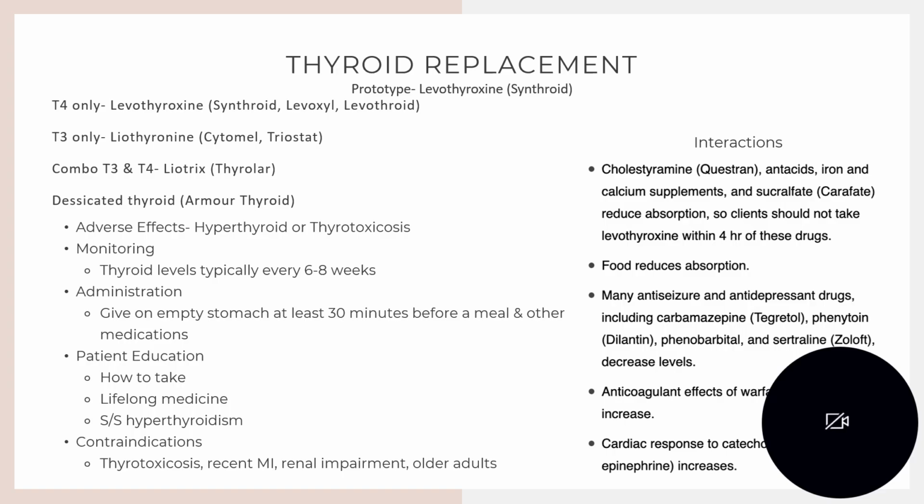Oh, so those specific medications would be within 4 hours because those are antacids. Those are going to impact the absorption of it. Okay. So those specifically are 4 hours. Other medications would be 30 minutes. Thank you for asking that. So food also reduces the absorption. Again, that's why I'm giving that 30 minutes before a meal so it has time to take effect. Just as a general statement, seizure medications and antidepressants can cause decreased levels. Anticoagulants are going to increase.